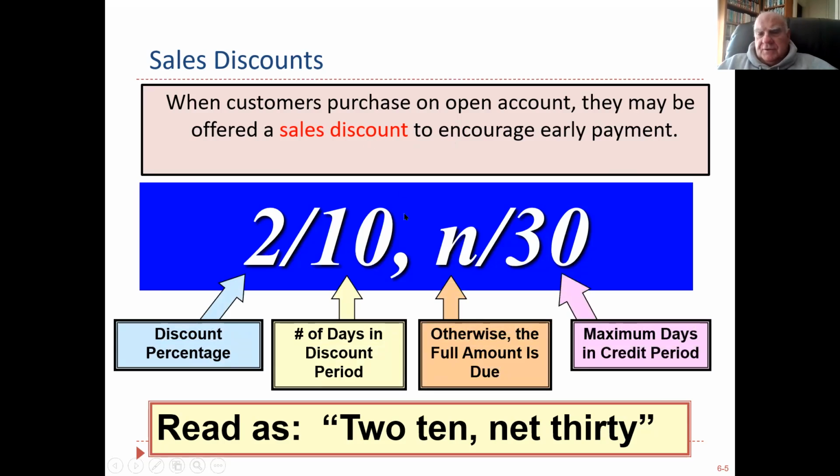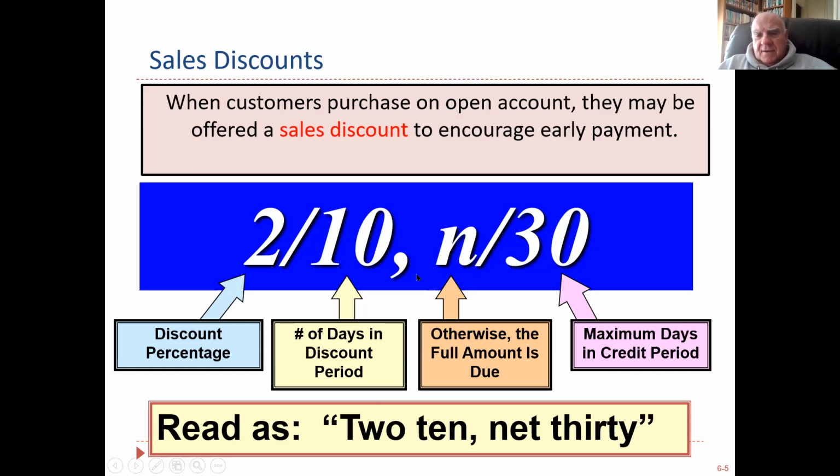You need to understand this little phrase like the back of your hand. When customers purchase on open account, they may be offered a sales discount. 2/10 net 30 is how you read that. 2/10 net 30. You get a 2% discount if you pay the bill within 10 days. So if it's $100, you only have to pay $98, 2%. And that's a mighty, mighty big discount. You'd be crazy not to take that discount if you were the buyer.